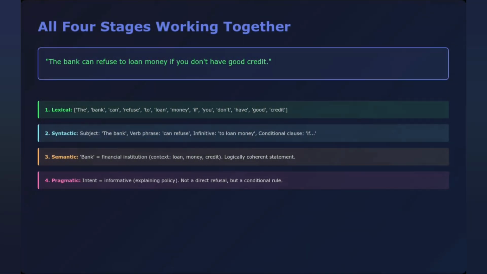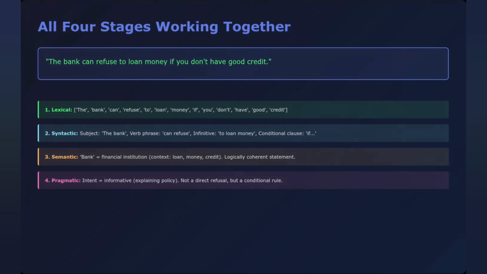Now, let's see how all 4 stages work together on a real sentence. We'll analyze, "the bank can refuse to loan money if you don't have good credit." Stage 1, lexical. Break into tokens. The, bank, can, refuse, to, loan, money, if, you, don't, have, good, credit. Stage 2, syntactic. The bank is the subject, can refuse is the verb phrase, to loan money is the infinitive phrase, showing what's being refused.